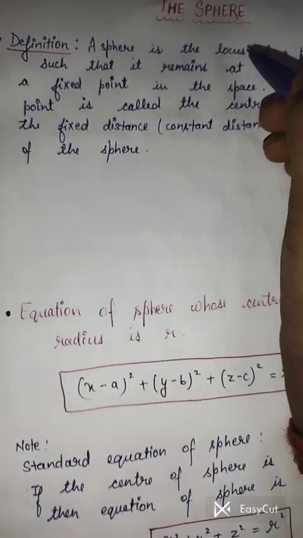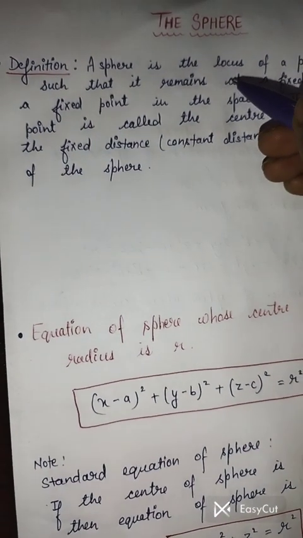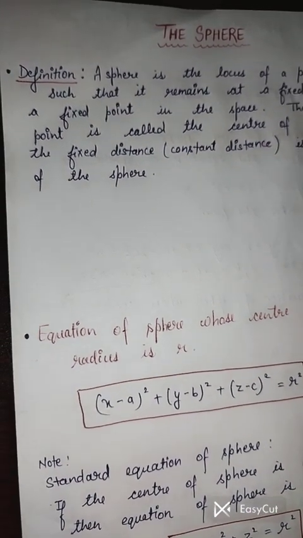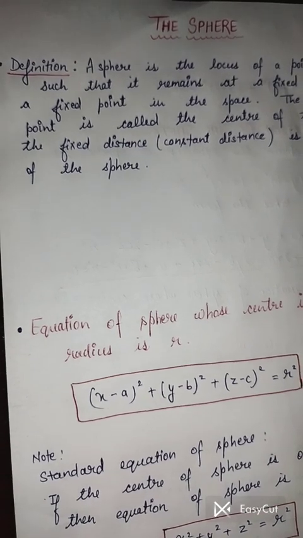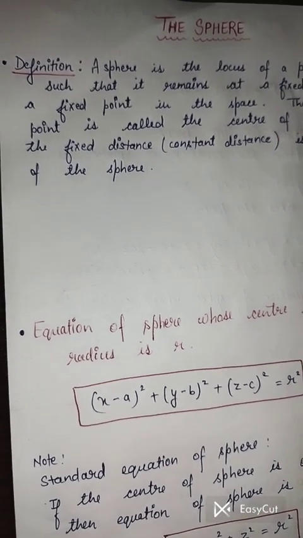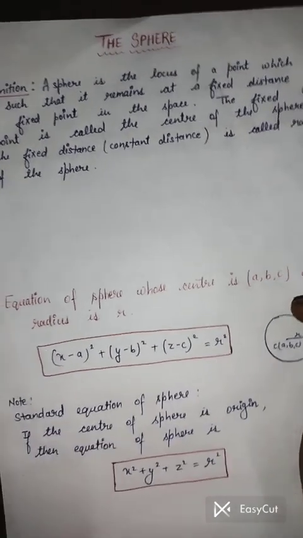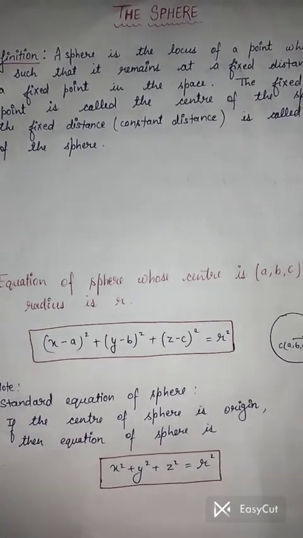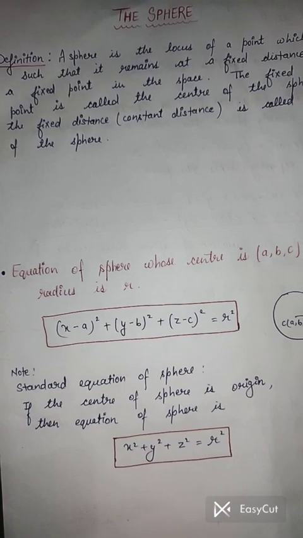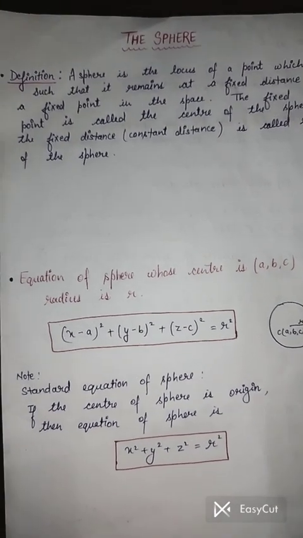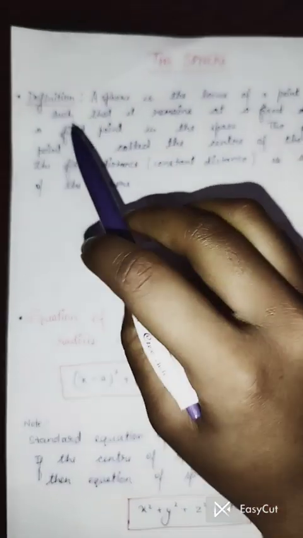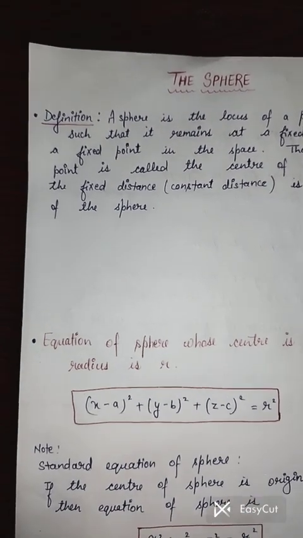So basically, a sphere is a perfectly round geometrical object in three-dimensional space, that is, the surface of a completely round ball. We all have seen the cricket ball. We can say the cricket ball has the shape of a sphere. So now let us see the definition of a sphere.